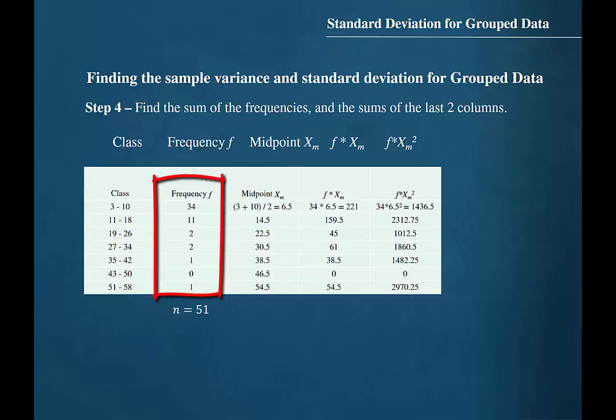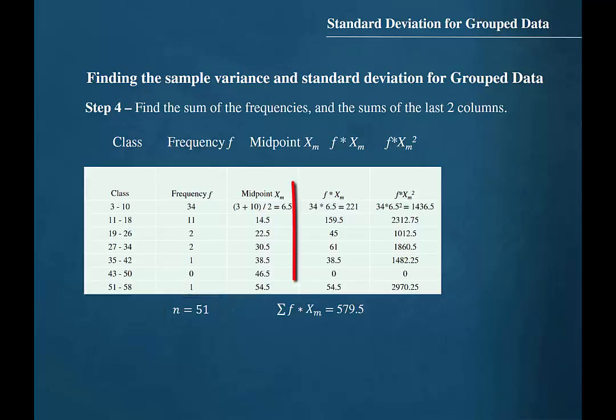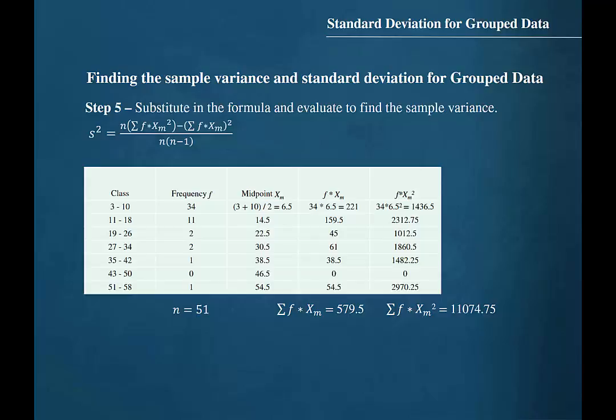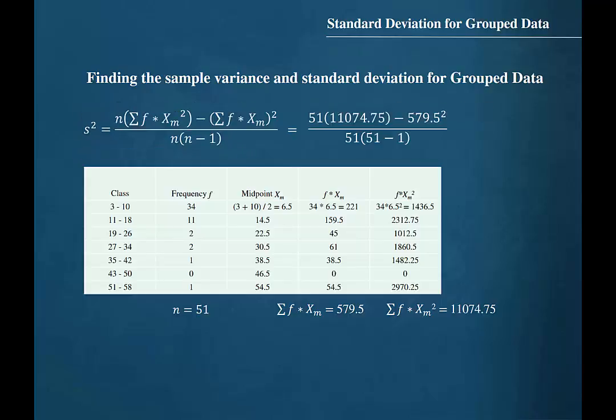Next, we will find the sum of the frequencies, which will be the number of data values in the dataset. The sum of the products of the frequencies and the midpoints, which serves as an estimate for the sum of the data values, and the sum of the products of the frequencies and the squares of the midpoints. Each of these sums is then used to evaluate the formula that will provide us with an estimate for the sample variance. Substituting each value appropriately, we find a sample variance of 89.8.